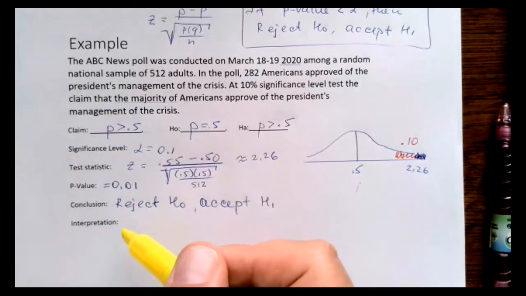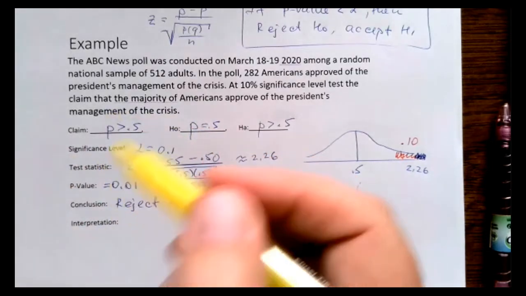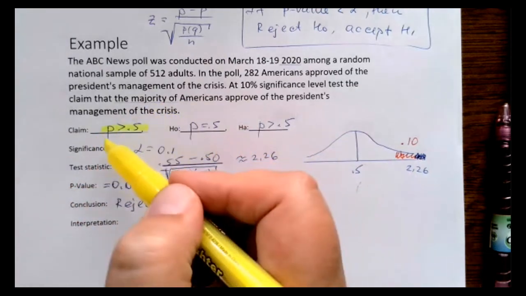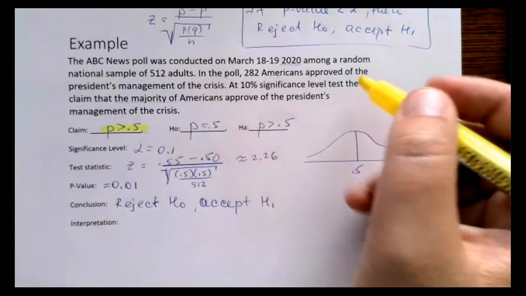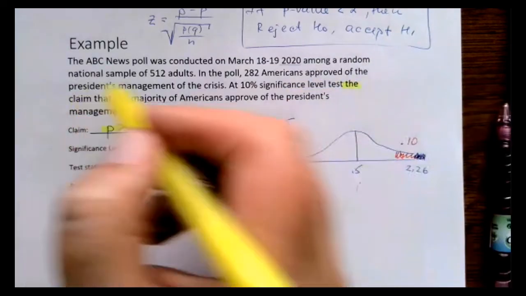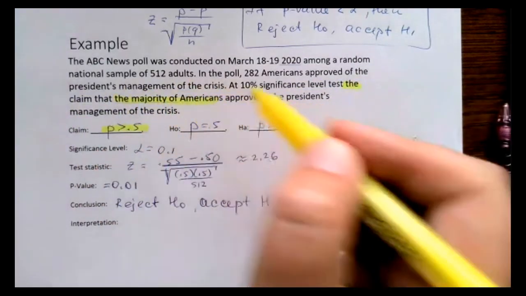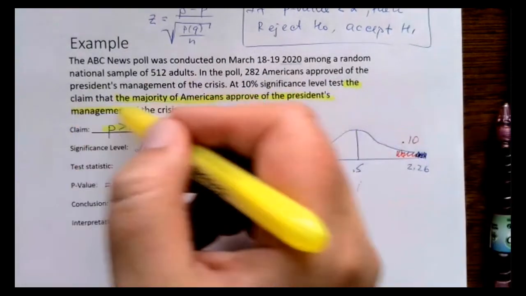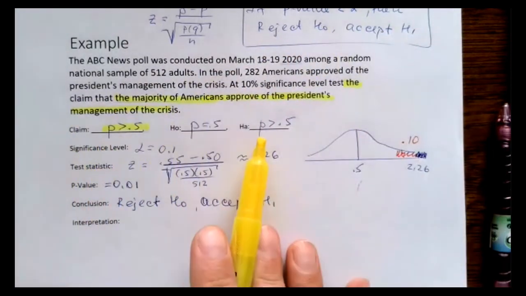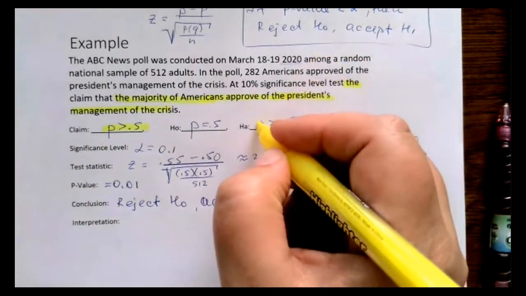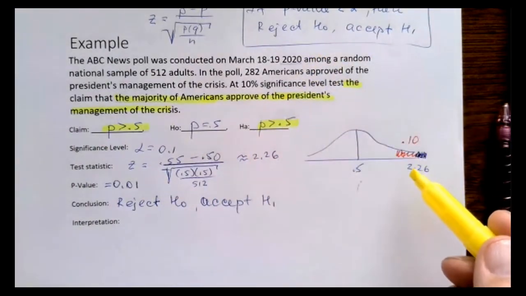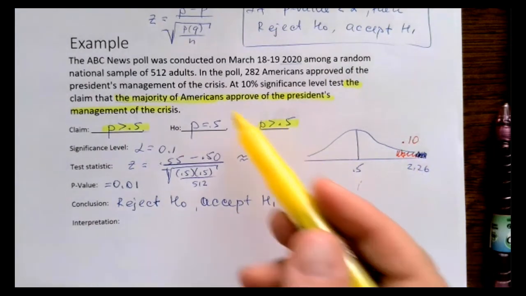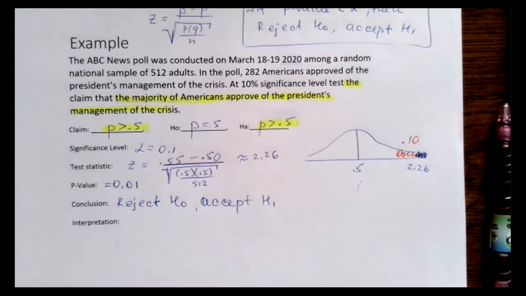So your interpretation is going to be about the claim. So what's the claim? The claim is here that the majority of Americans approve of the president's management of the crisis. It was also in the alternative, and we got the support for it, right? So the data actually supports the claim.